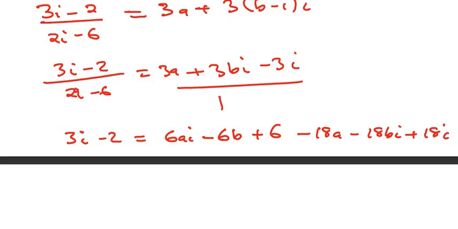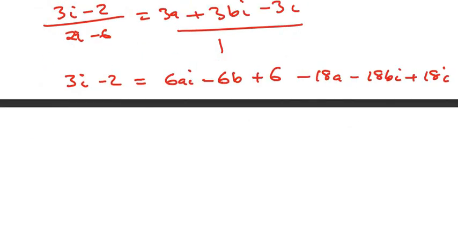So here, equate the things that are the same. Things that have i, I'll get the 3. I'll get the 6a. I'll get the minus 18b. I'll get them plus 18. So here I take this on the other side, that's going to be negative 15.